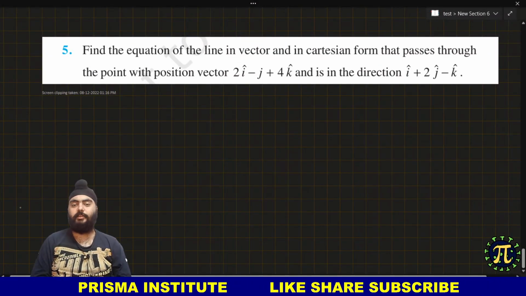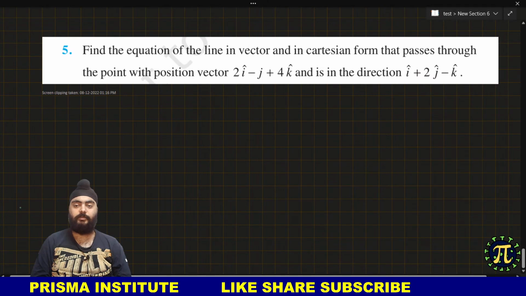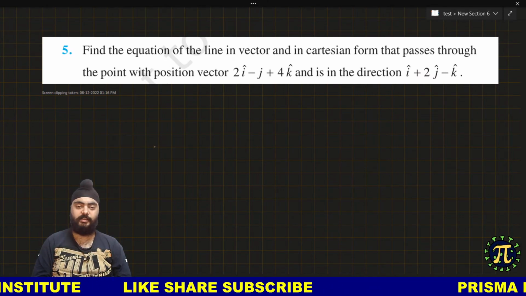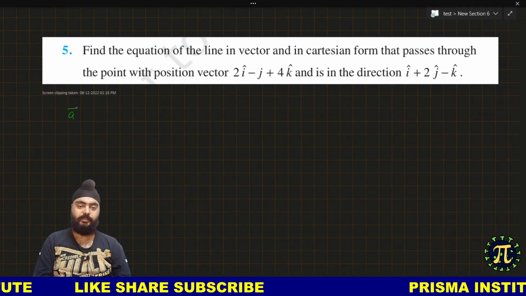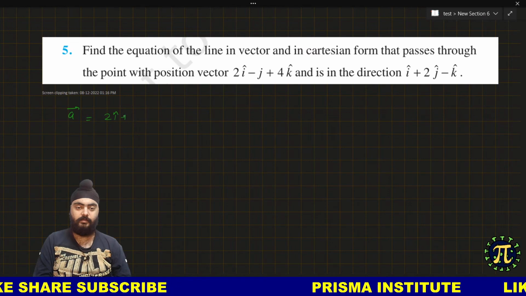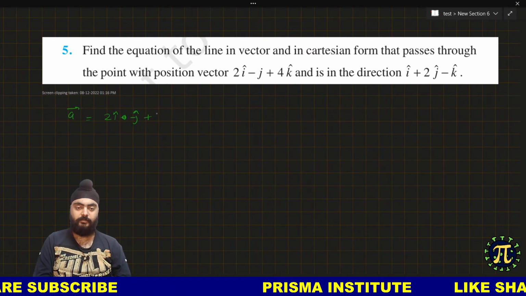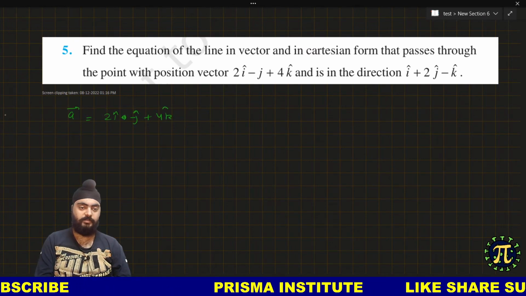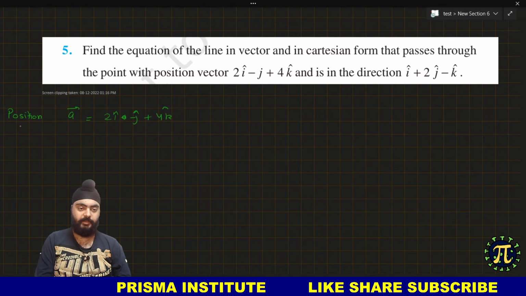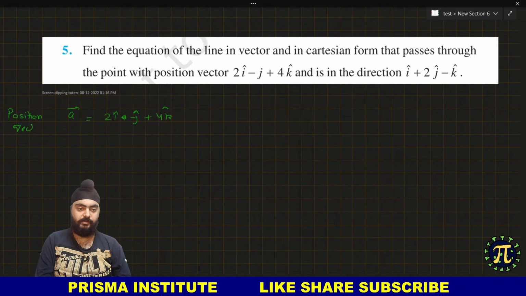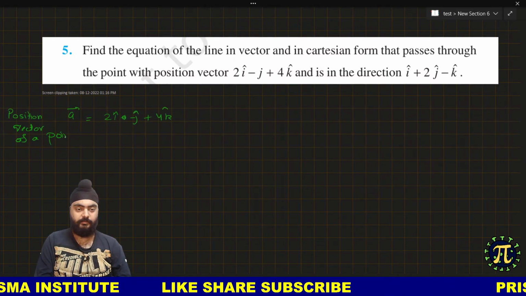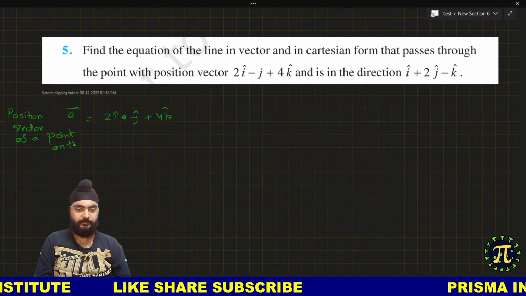Find the equation of the line in vector and Cartesian form that passes through the point with position vector this and is in this direction, right? So A vector given है, position vector, right? कितना given है? 2i minus j plus 4k. So this is position vector of a point on the line.